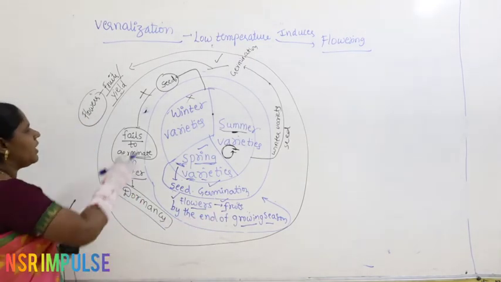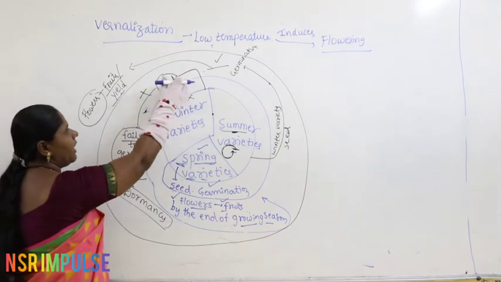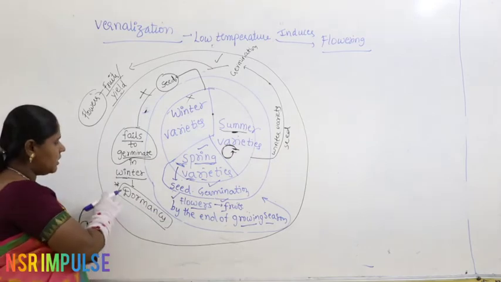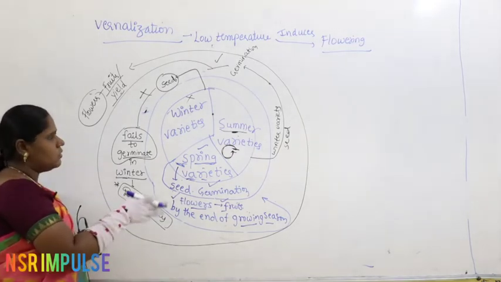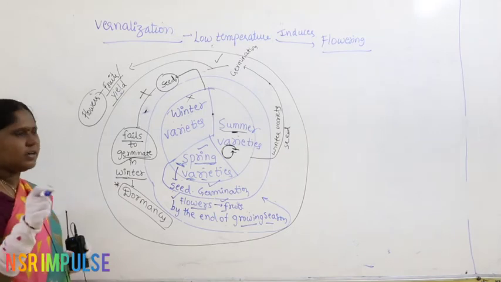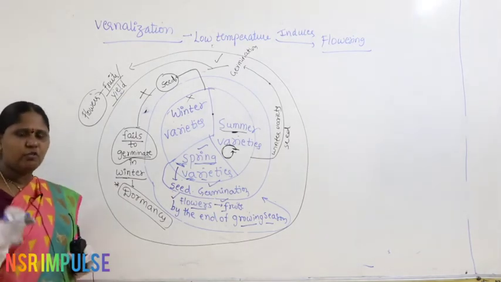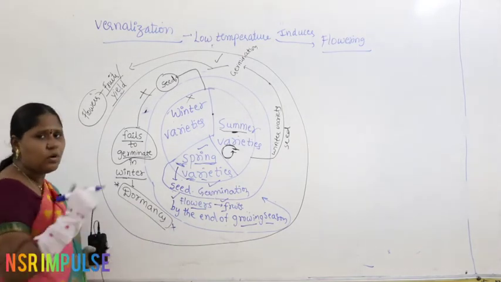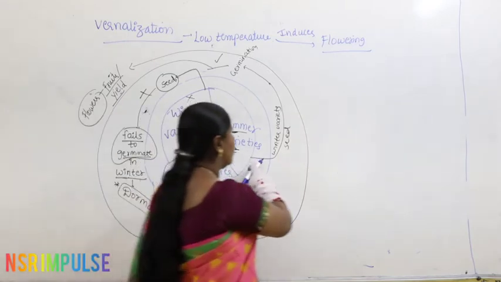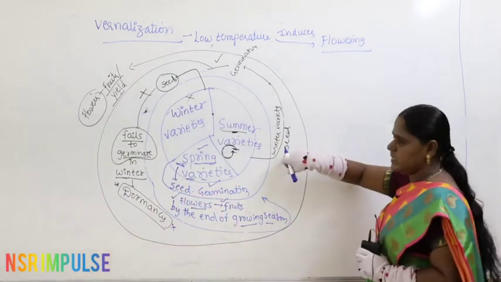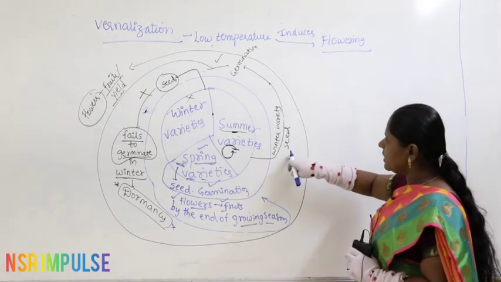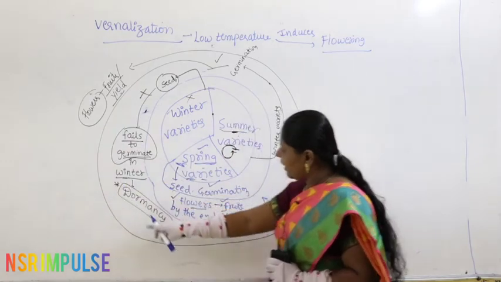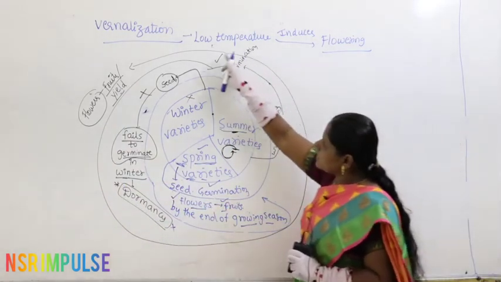Then what about the winter varieties? If winter variety seed is planted in the winter season, generally it fails to germinate in winter. Why? Because the seed will undergo dormancy. Winter variety seed does not require moisture content. If moisture content is more, it undergoes dormancy. To avoid this, what we have to do? In the summer season itself, if you place the winter variety seed, it will undergo germination, and then wait for the next winter season.